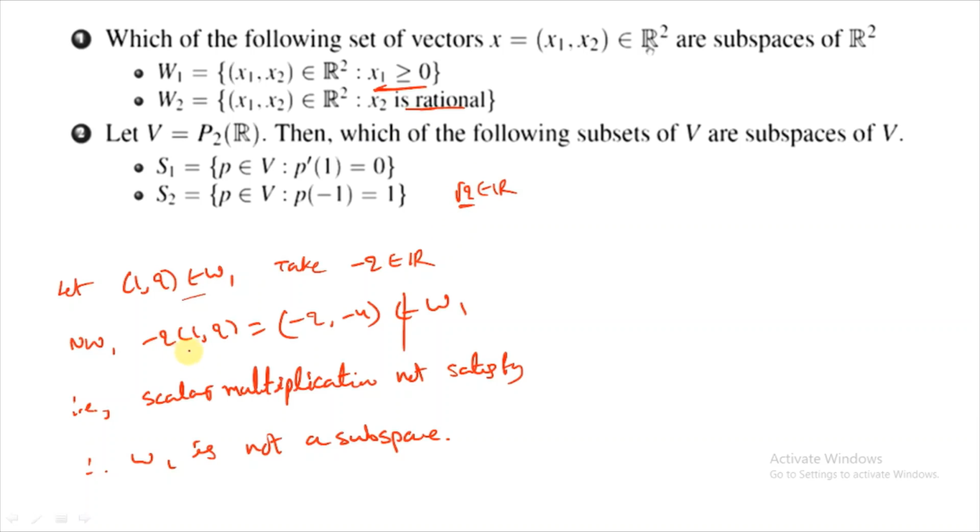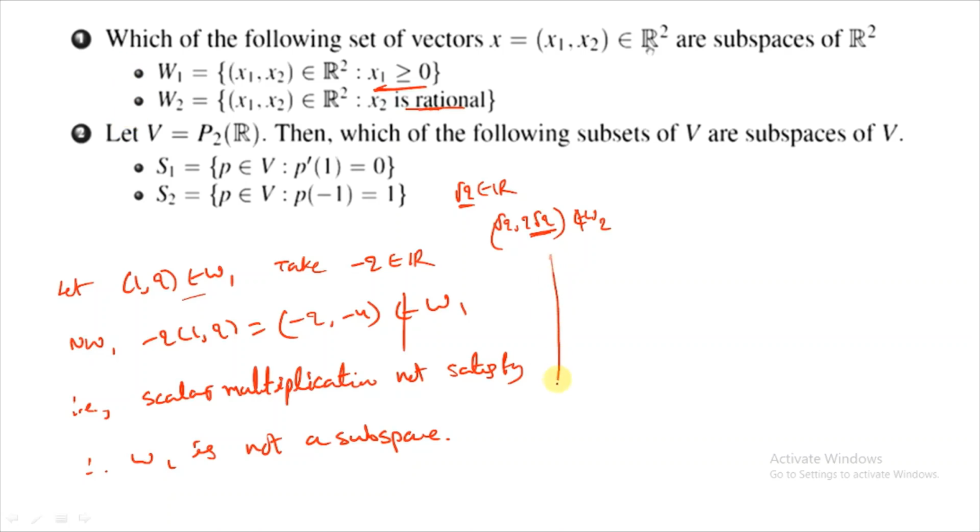If you do scalar multiplication, we will get the same example. We will get root 2 into root 2. But here it is mentioned that x2 is a rational number, and we are getting an irrational number. This does not belong to W2. So scalar multiplication is not satisfied, and W2 is also not a subspace. Both of these are not subspaces.